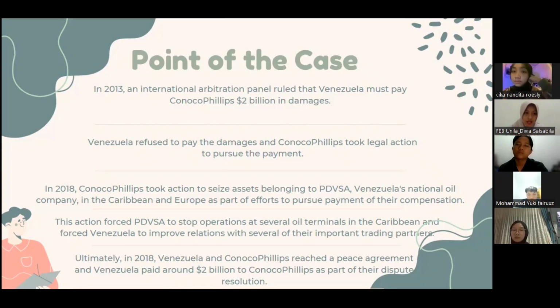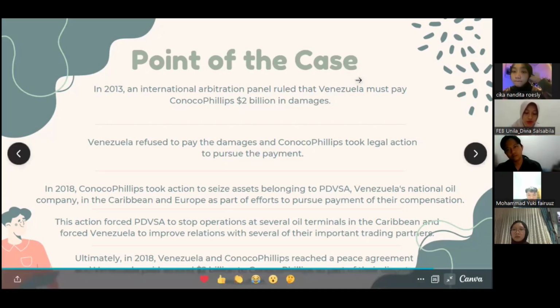ConocoPhillips took actions to seize assets belonging to PDVSA, Venezuela's national oil company, in the Caribbean and Europe as part of its effort to pursue redress payment. This forced PDVSA to halt operations at several oil terminals in the Caribbean and forced Venezuela to improve relations with some of its important trading partners.